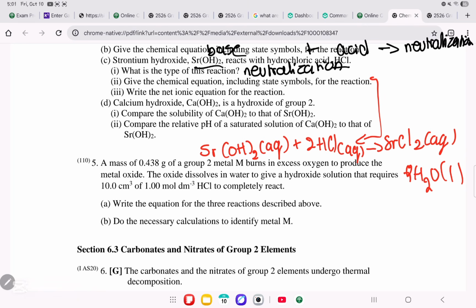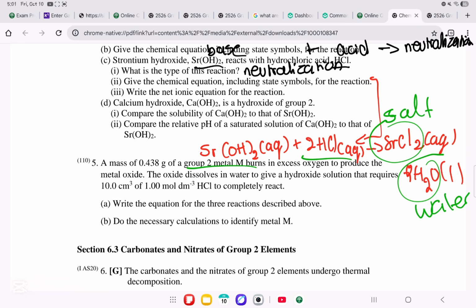How did I know what to put? First of all, I put the base in addition to the acid, and then it will give me what? It will give me a salt and water. So if you remember this, you'll be just fine. You just need to remember that base plus acid gives me salt and water, and this is neutralization.